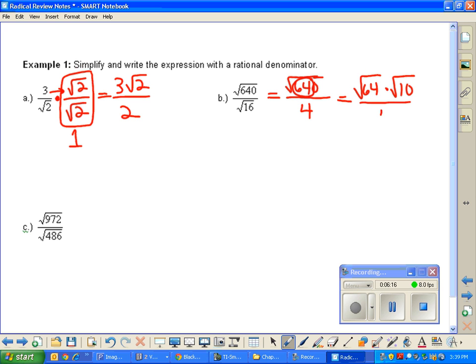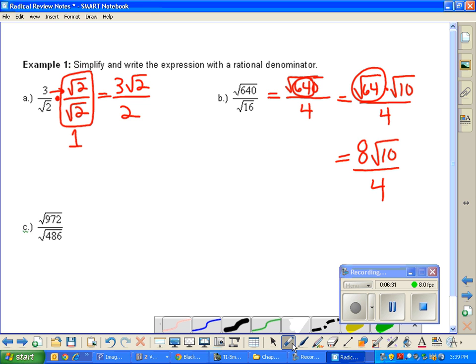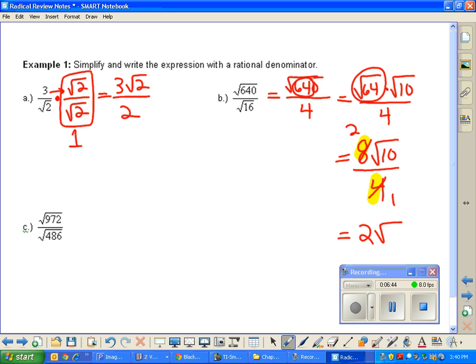And this is still all over 4. Square root of 64, I know what that is. Square root of 64, that's just 8. Square root of 10 is an irrational number, and then this is over 4. Almost done. What I do happen to notice is that I have 8 and I have 4. I can actually reduce that. 8 and 4 do reduce. They have common factors of 4. So I'll go ahead and take those out. Final answer to this guy, 2 square roots of 10.